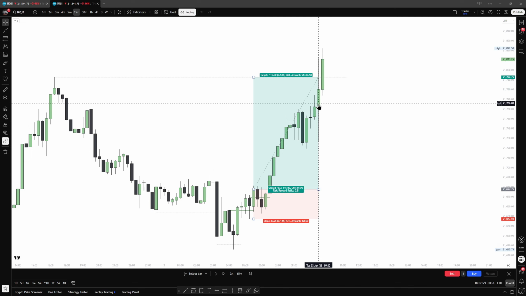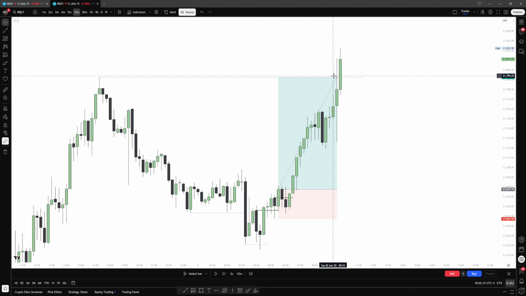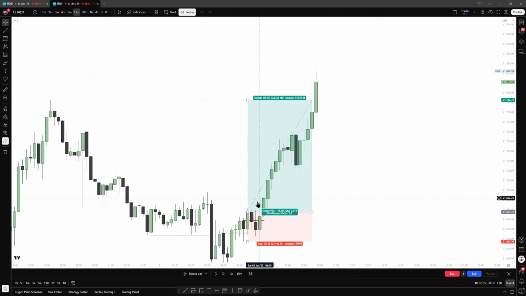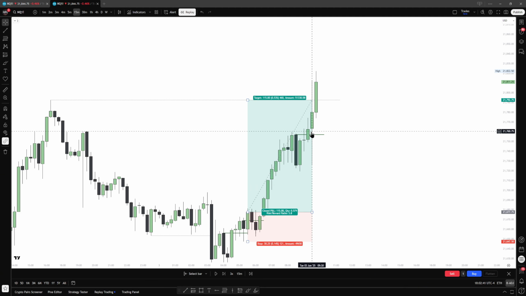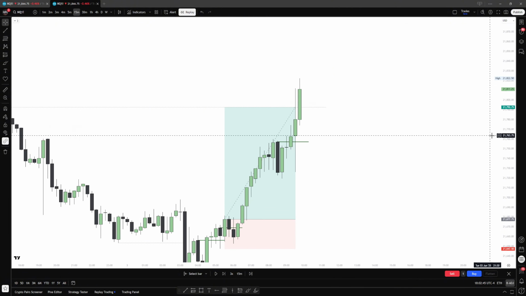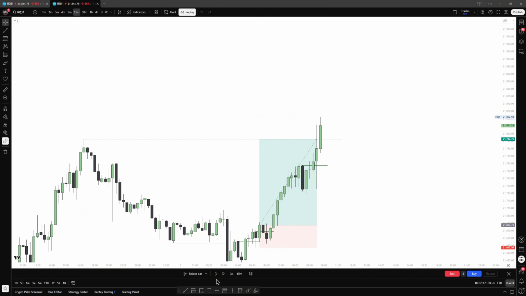So seeing here, 930 comes in, we sweep here, we would scale most likely most of the position, and then you could trail your stop up to the lows of this down close candle, especially after seeing 930 respect the lows of these. And then anything behind that would just be managing your position and scaling out along the way.